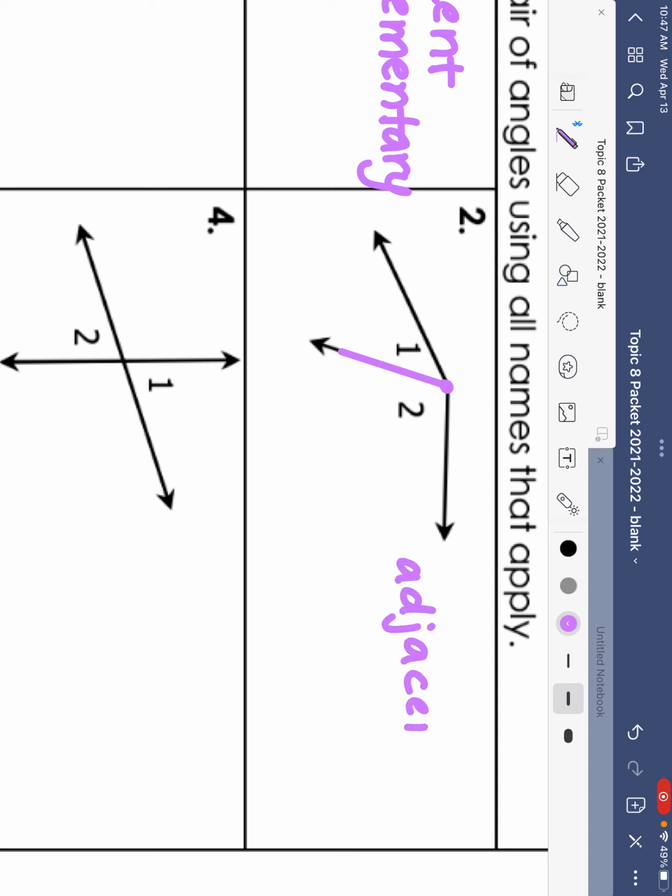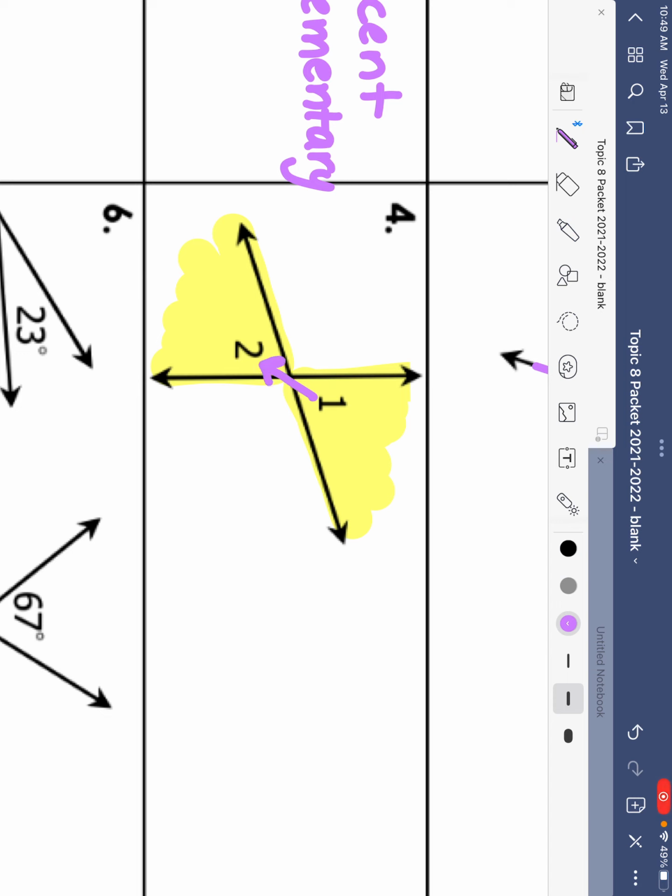Okay, let's look at number 4. So in number 4, we're talking about angle 1 right here and angle 2 right here. What I notice is that they are directly across from each other. Angles that are directly across from each other are vertical angles. And I know that vertical angles means that they are the same angle measure, but I don't know what their angle measures are, so I can't classify them as anything else. So these are just vertical angles.